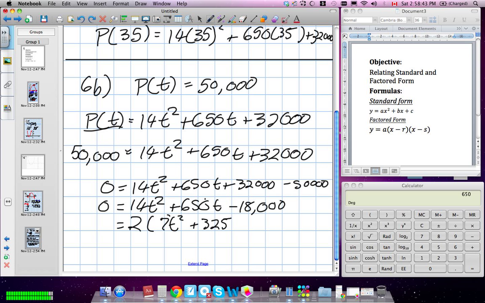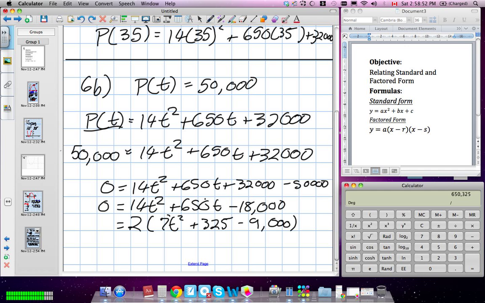Okay. Now, 7 is a prime number. This 325, can we take 7 out of it? No. Okay, well, I did something weird there. Divide by 7. Yeah. Okay, so there we go. We've taken out our common factor. I need to factor this.